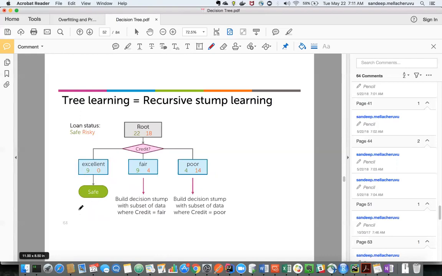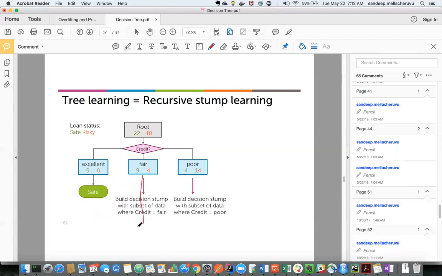But what about fair and poor? We are making some mistakes. We have to correct them. To correct them in decision trees, all we have to do is build another decision stump below that fair and poor. So below this fair, try to understand which is the best feature to split. Let's say income is the best feature in this case. Then create a decision stump on income, whether it is high, low, or moderate, whatever it is.